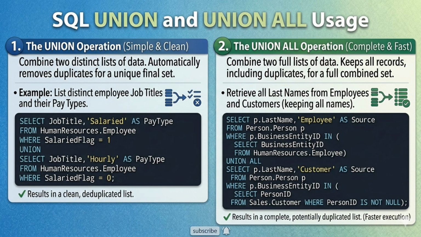Now, let's look at union all. Union all also combines results from multiple queries, but it keeps all records, including duplicates. In this example, we retrieve last names from employees and customers. Because union all does not remove duplicates, every record from both queries is returned. The advantage is better performance, since SQL does not spend time checking for duplicates. So remember, union removes duplicates. Union all keeps duplicates but runs faster.